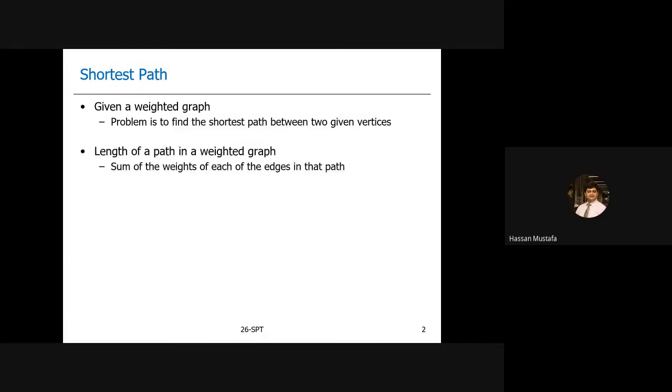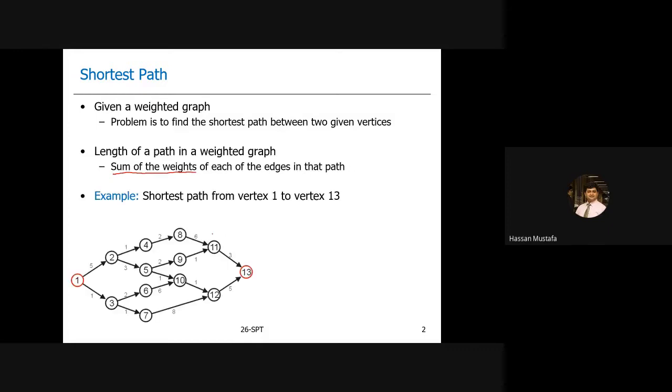this lecture. The length of a path in a weighted graph is the sum of the weights of the edges that are used in this specific path. For example, from vertex number 1 to vertex number 13: this is the source vertex, and this is the destination vertex. We need to find the shortest path. We have many choices here.